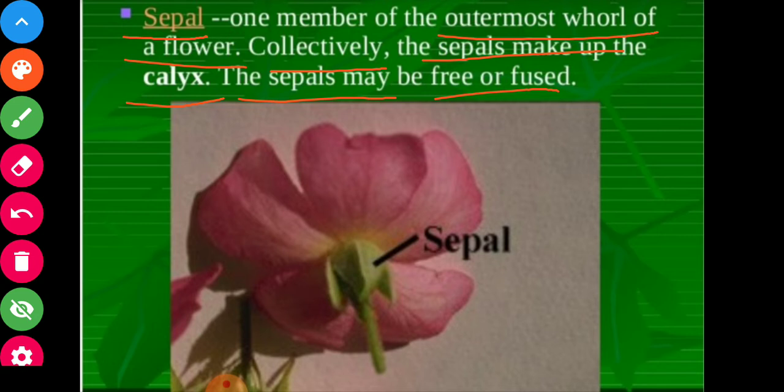When the bud is there, after the flower is formed, so in the bud position, these sepals protect the other members of the flower, but collectively they are called calyx. These are the sepals, and in a group collectively we call them calyx.